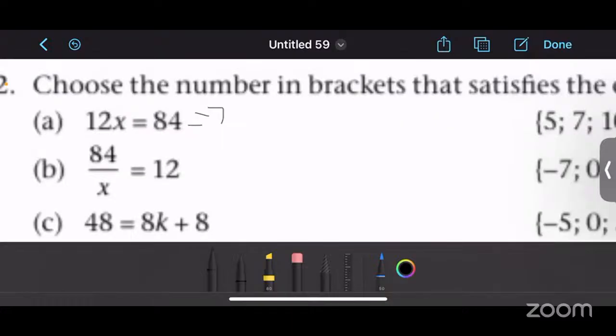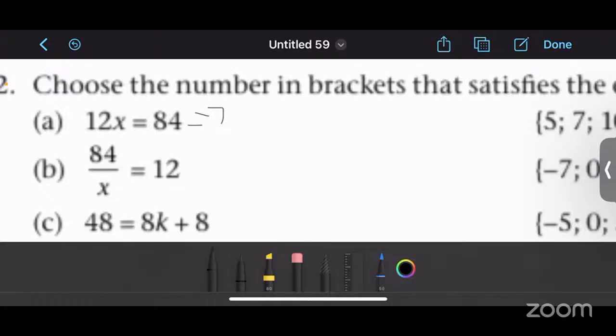Let's give this one, B, to Manahil. Manahil, 84 divided by x is equal to 12. Ma'am, I got x equals 7. Why is everybody getting 7? What did you do to get a 7? Ma'am, so 12 times 7 equals 84. Why are we multiplying 12?